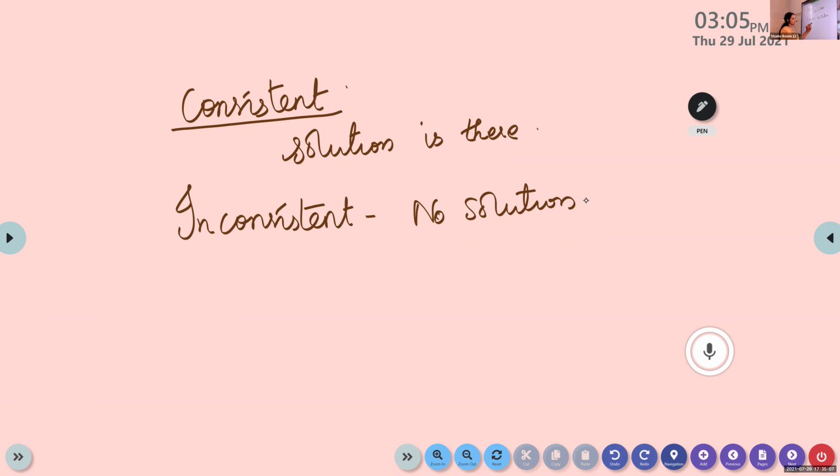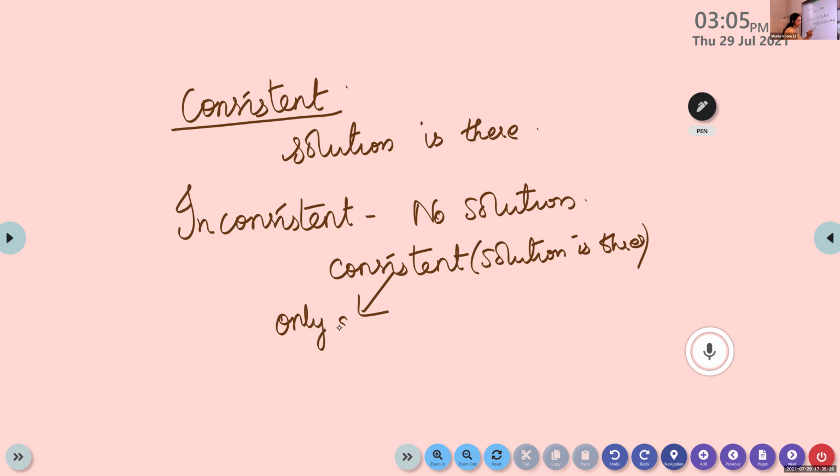Again, consistent equations. Listen, children, consistent means one or more solutions are there. If a solution is present, we call it consistent. If there is only one solution, in other words, we call it a unique solution.